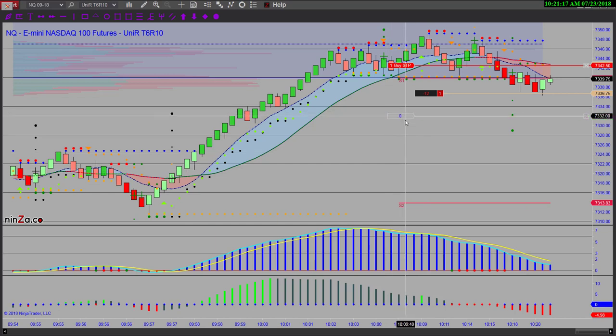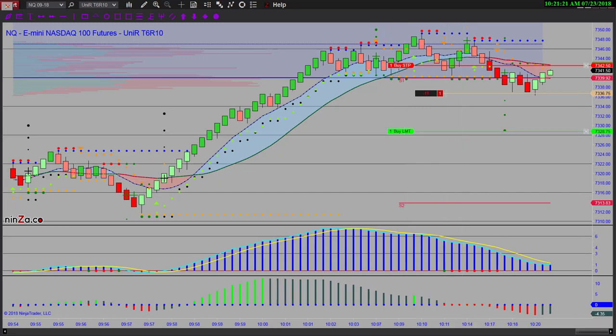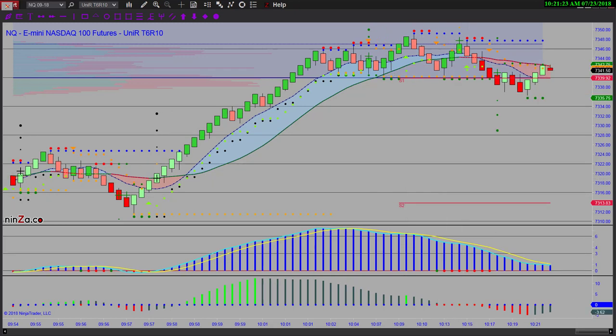And okay, we're going to be taken out. Stop filled. Okay, we're basically flat for the day now. I managed to take 4 trades. Is it? Or 3? 3. No, 4. And we're flat.